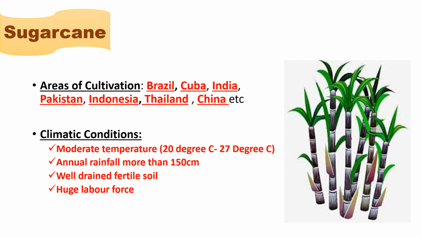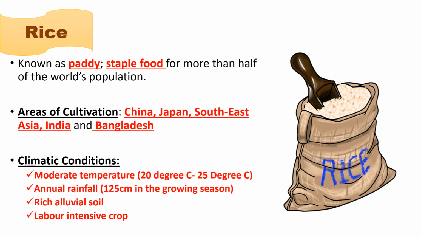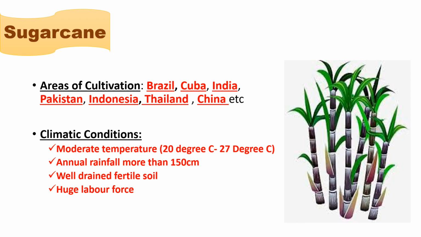Now the next one is well drained fertile soil. So soil should be fertile. As we have read in rice cultivation, just like that in sugarcane cultivation also, fertile soil is needed. Now the next one is huge labor force, which means many people are required in order to cultivate sugarcane. Now we have talked about the three; as I've already told you, you are in standard 6, so I'm going to discuss only three. First we discussed wheat, then rice, and then sugarcane.